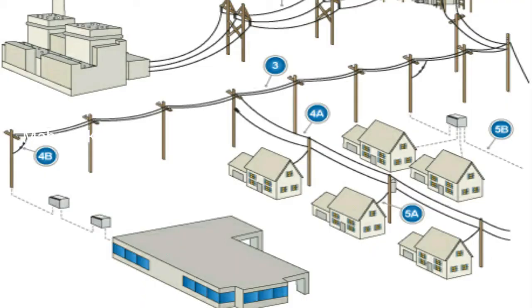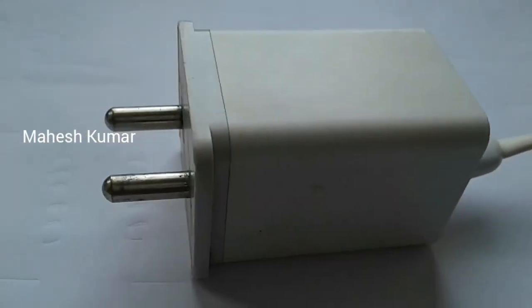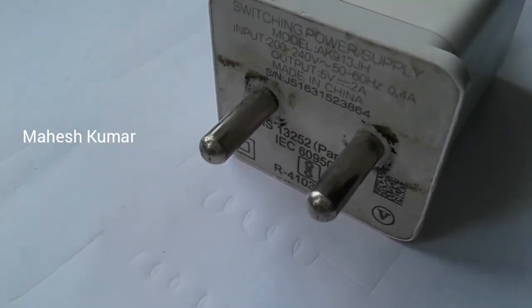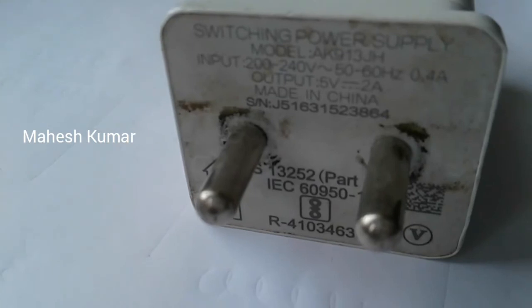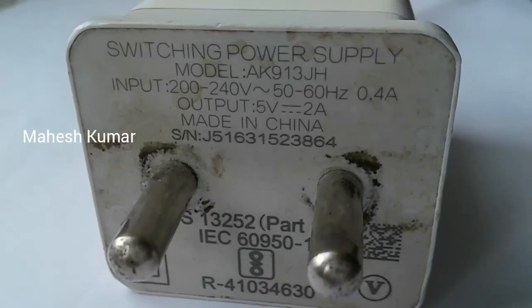In our houses, we use step-down transformers in mobile chargers because mobiles need low DC voltage for charging. By using this step-down transformer, the AC voltage which we give to the mobile charger is decreased to the particular value for its operation, and it consists of a rectifier which converts AC to DC.